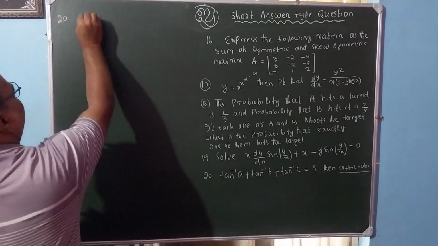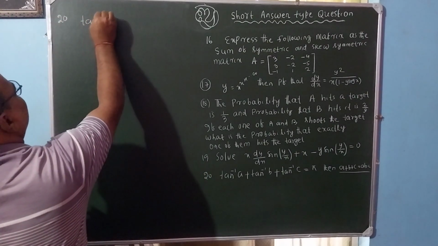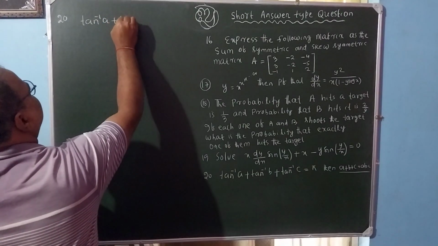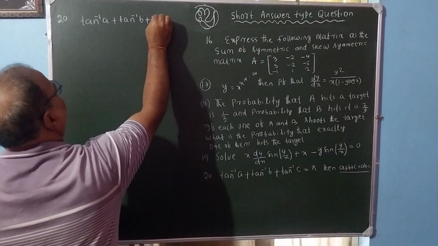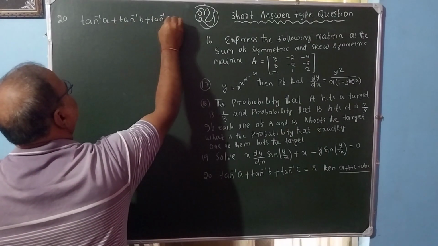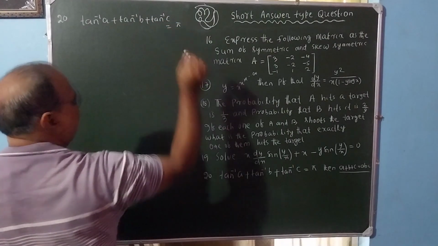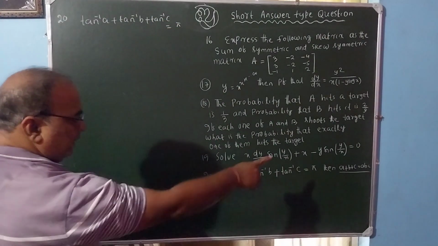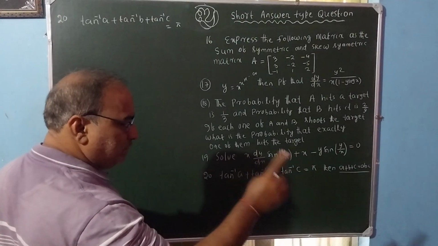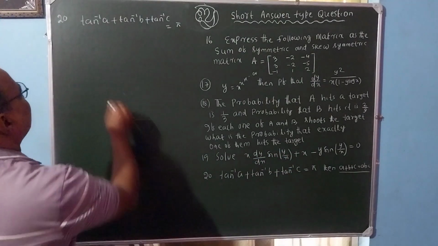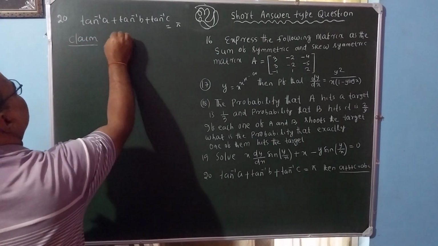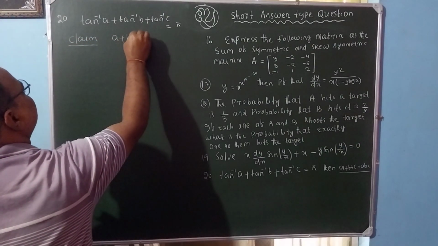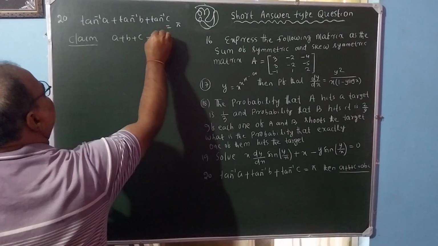Tan inverse A plus tan inverse B plus tan inverse C is equal to pi. Our aim is to show that A plus B plus C is equal to ABC. Write down the claim. Claim means to show that A plus B plus C is equal to ABC.